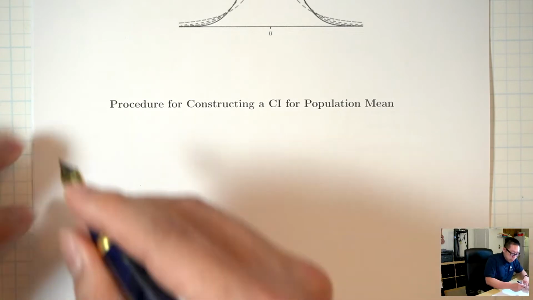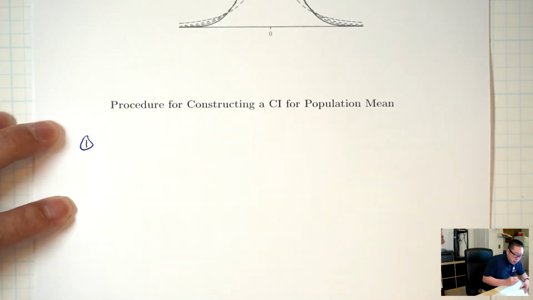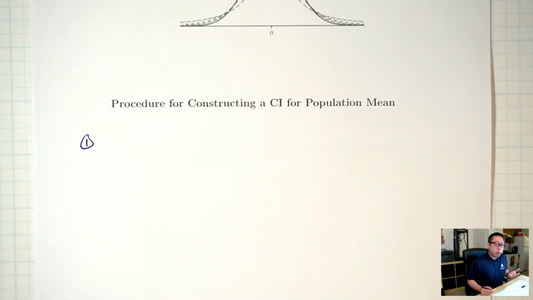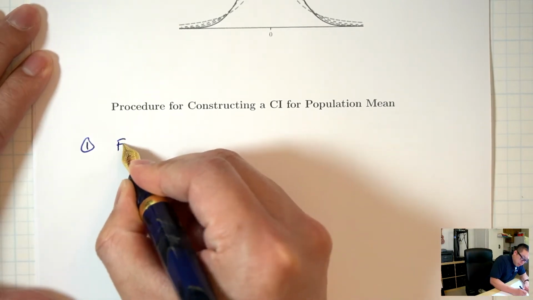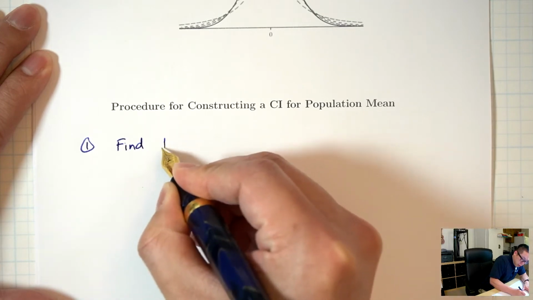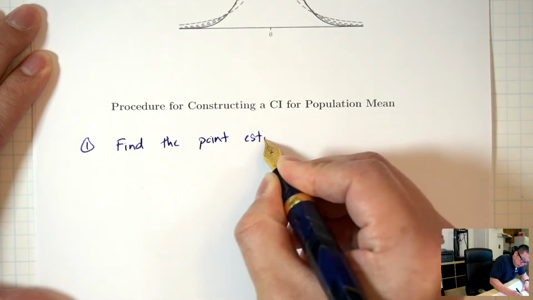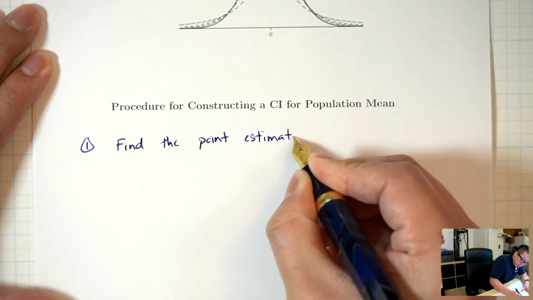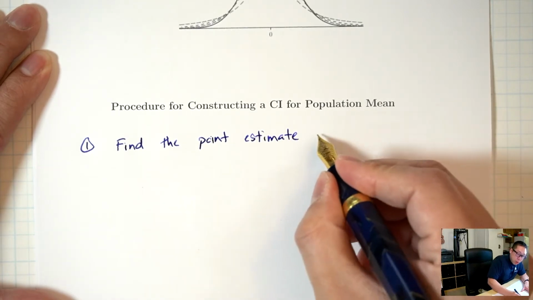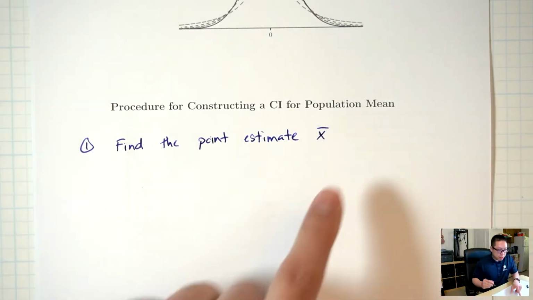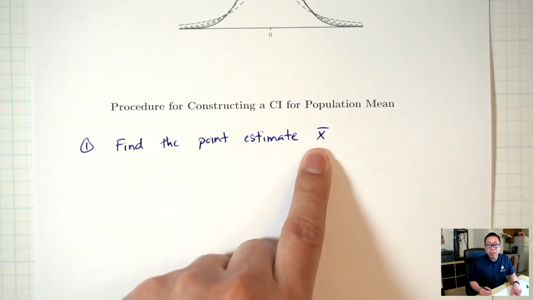Step 1, we can't find the mean from the entire population. There's just too many people. So the next best thing is to find the mean from a sample, and that's called finding the point estimate. And the symbol is going to be X bar. That just means that that's the mean that you get from the sample.